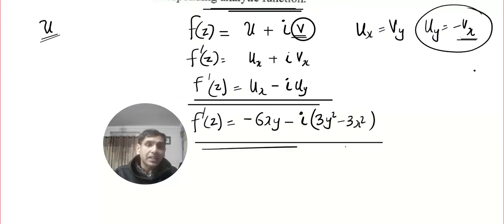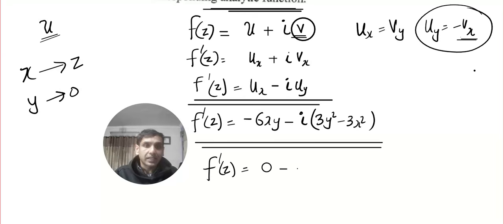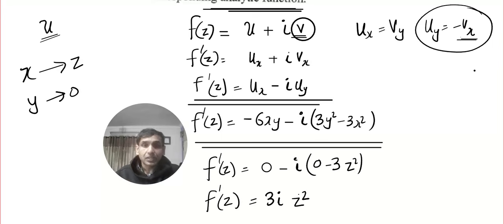Now apply Milne-Thomson method. Milne-Thomson method means replace every x with z and y with 0 in the derivative. So that becomes 0 minus i into 0 minus 3z square. That means f dash of z equal to 3iz square. Wait a minute.